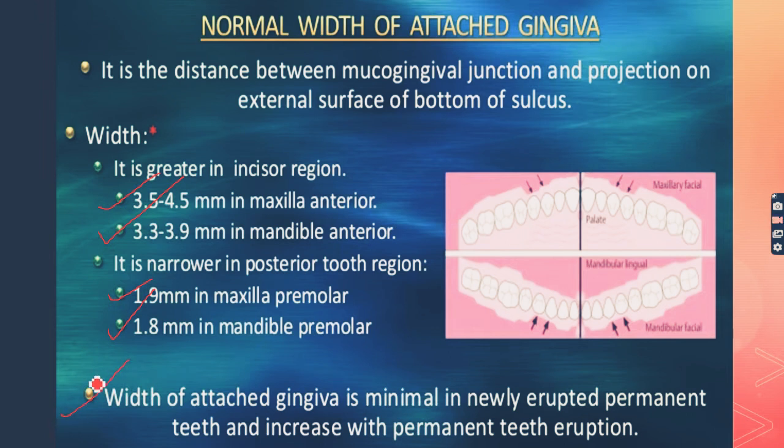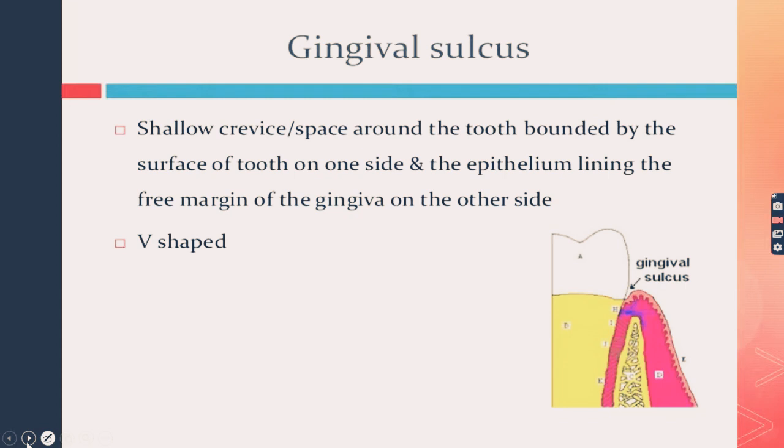This point is important. Okay, you can note down this. Now come to gingival sulcus. What do you mean by gingival sulcus? It is a shallow crevice or space around the tooth bounded by the surface of the tooth on one side and the epithelium lining the free margin of the gingiva on the other side. Okay, it is V-shaped. Look at this. It is V-shaped. Okay, this is gingival sulcus. It's also part of the gingiva.